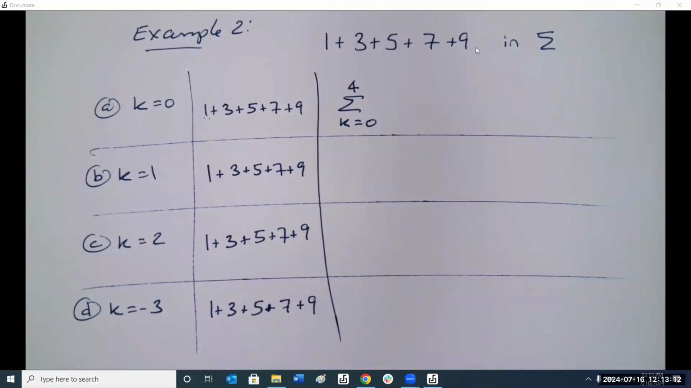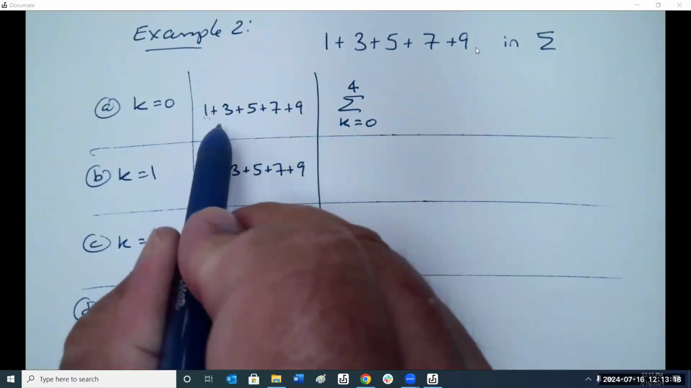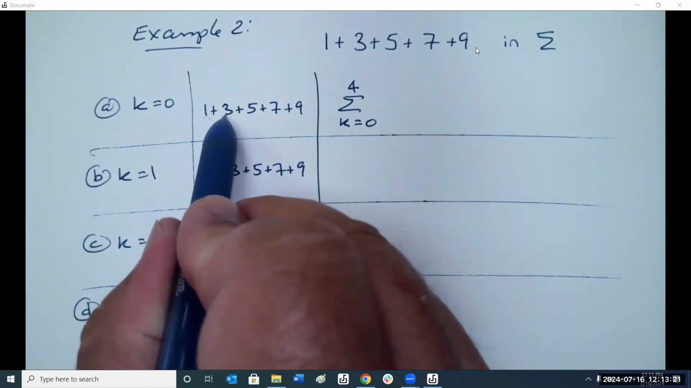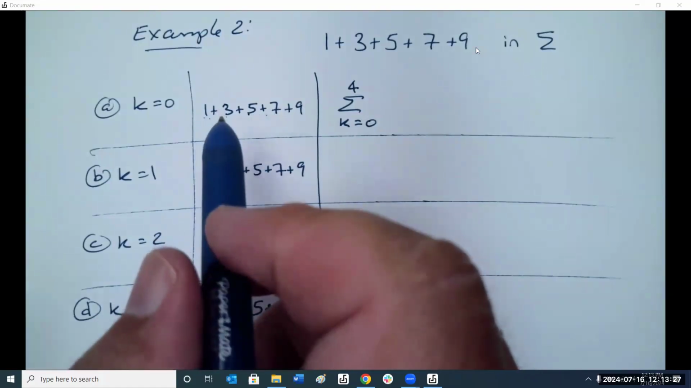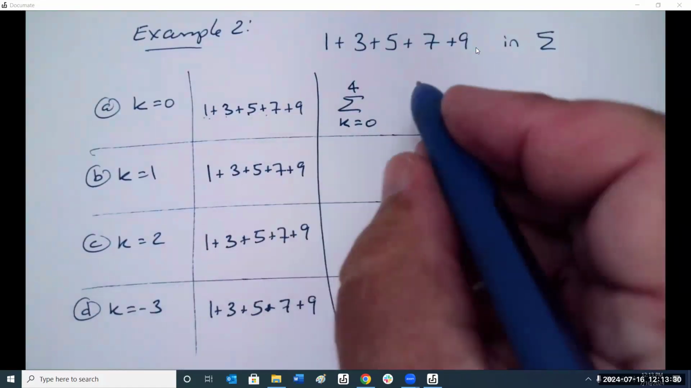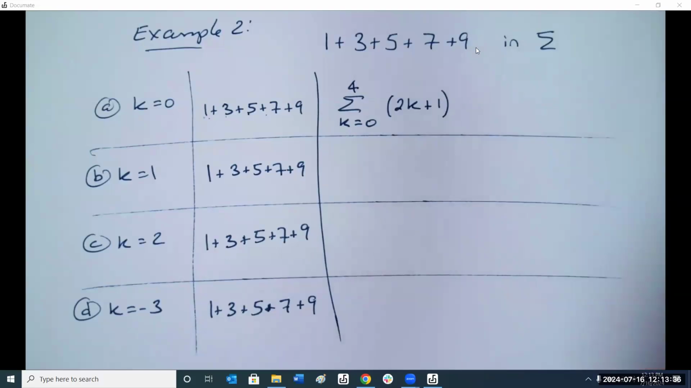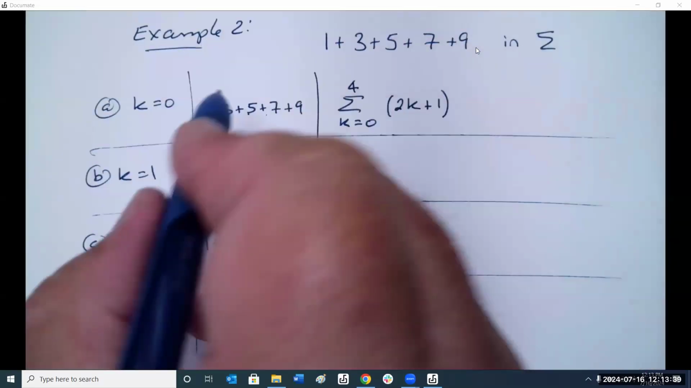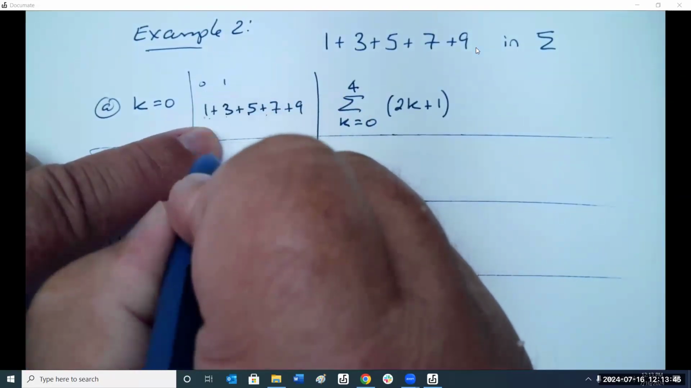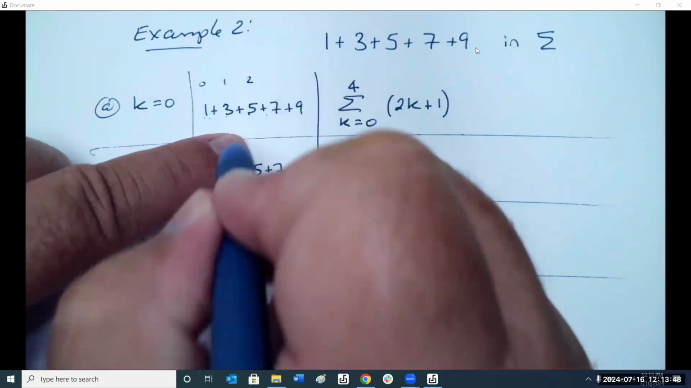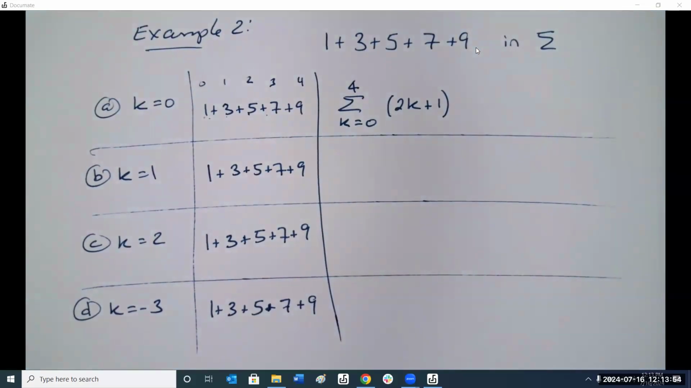Actually, when I was saying that, it came up what it should look like. When k is 0, we get 1. When k is 1, we get 3. When k is 2, we get 5. K is 3, we get 7. So what's the formula? If we double 1 and then add 1, if we double 2 and add 1, if we double 3 and add 1, and we double 4, we add 1. So that's the formula for it.